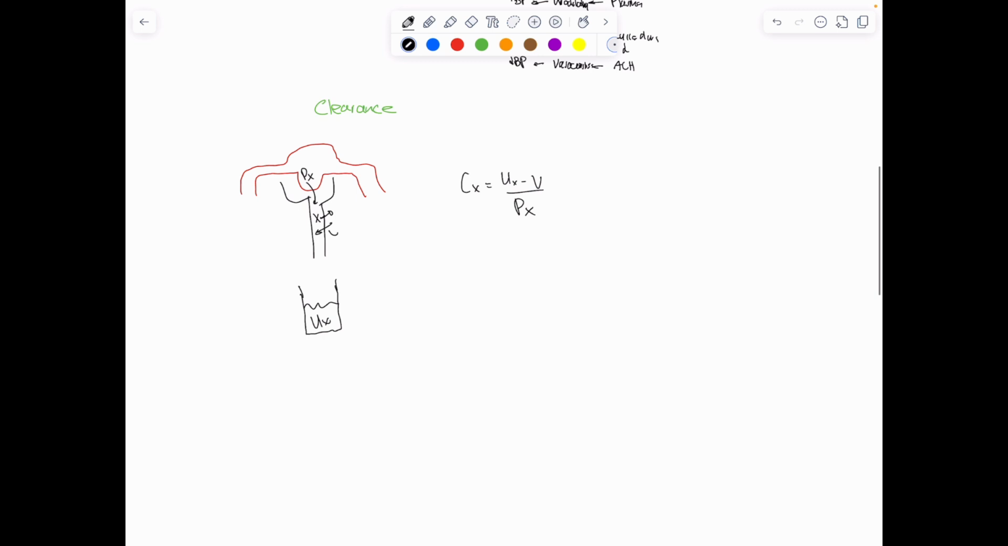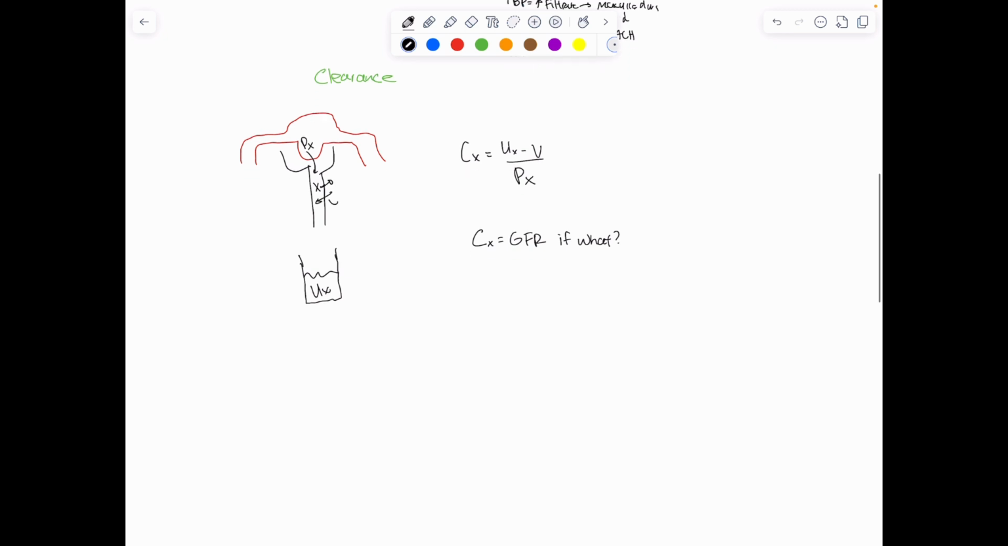And so before you would have to pee in a big jug for 24 hours, but there's something that we can do to equal our GFR. So our C of X can equal our GFR if what? What criteria has to be followed for this to happen?